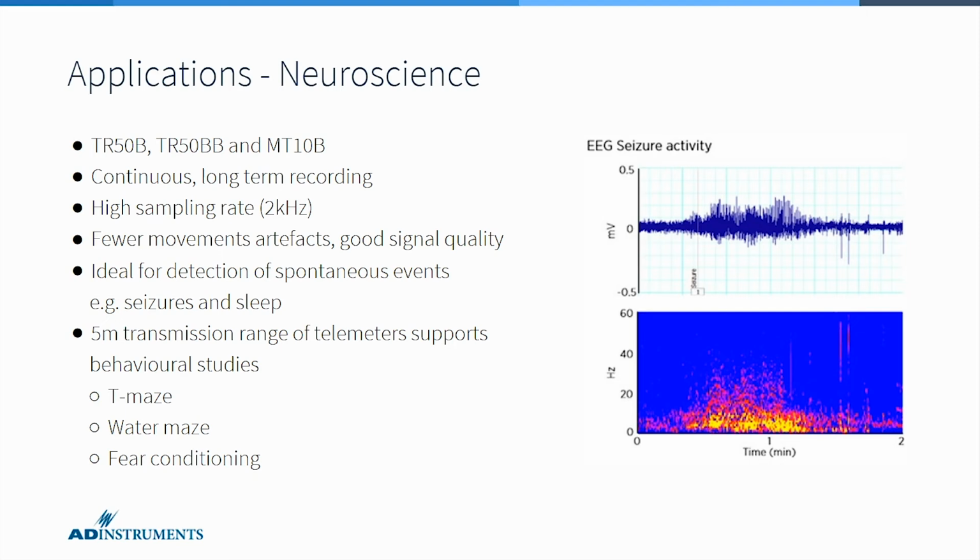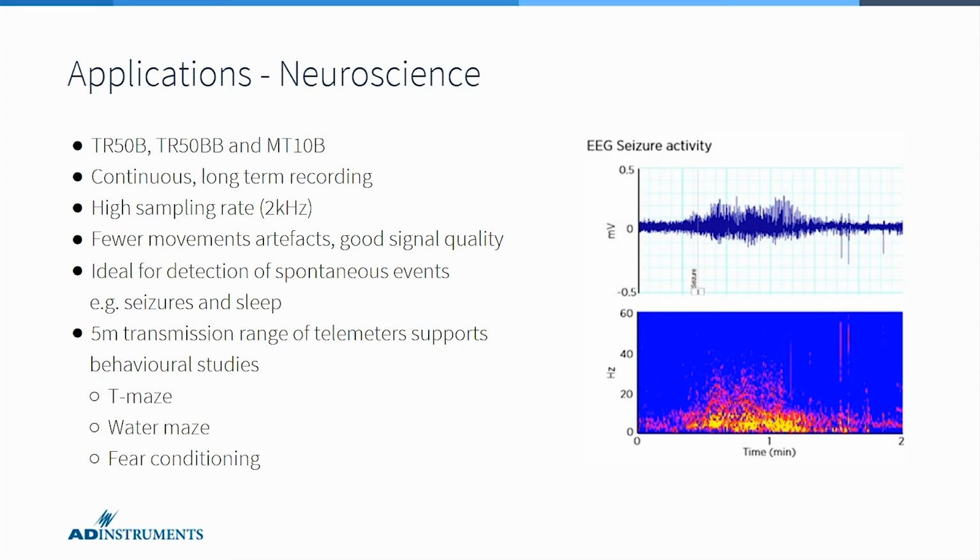So to move on and talk about some more neuroscience-specific applications of the telemetry system, this is using the rat single and dual biopotential telemeters and the mouse biopotential telemeter as well. The continuous and long-term recording is really a nice feature available for neuroscience studies. And the fact that you can sample at such a high sampling rate means that the frequency bands that you would expect to see recorded in EEG, or even from deeper electrodes in the brain, are really able to be captured by the telemetry system.